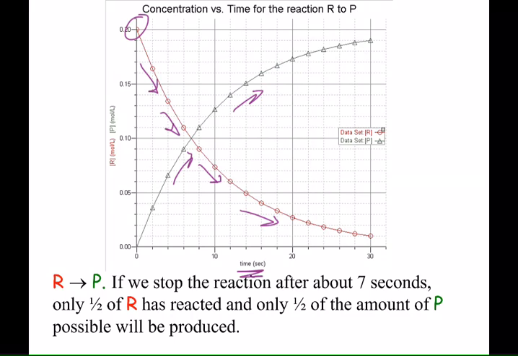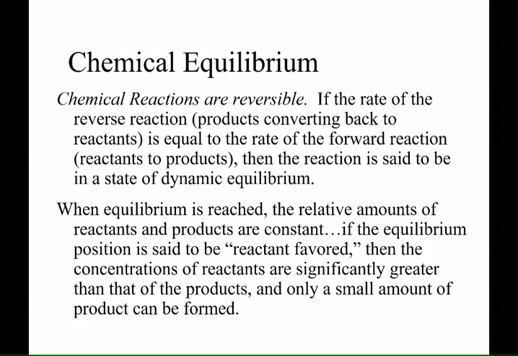Well, this example says, what if we stop at about 7 seconds? That's 5, 6, 7 seconds, about here. At 7 seconds, look, about half of your reactants have gone to form products. So if you stop it too soon, then your yield here at 7 seconds is going to be 50%, because it's half of what you thought you should get. This is the back and forth sort of thing, the chemical equilibrium.